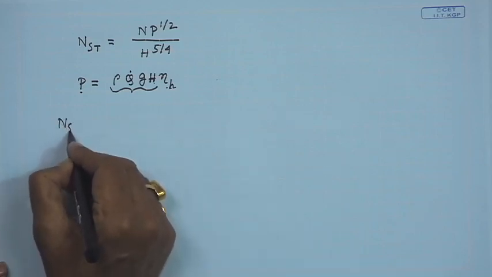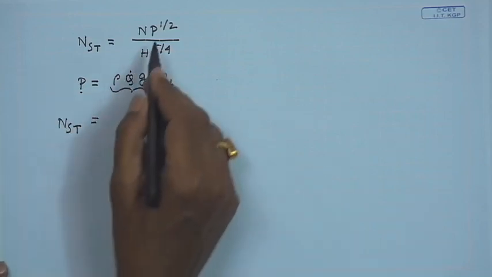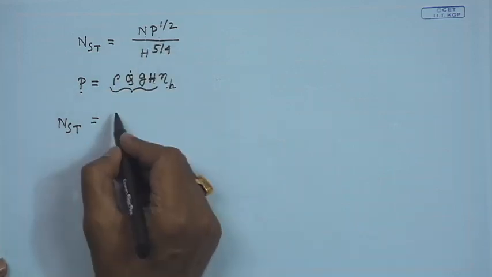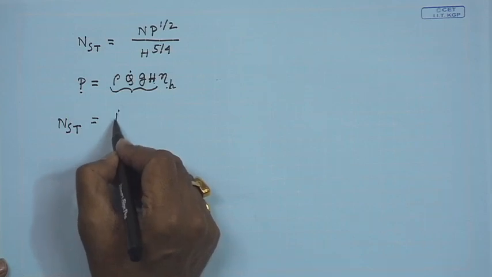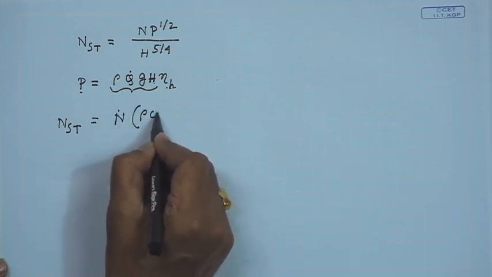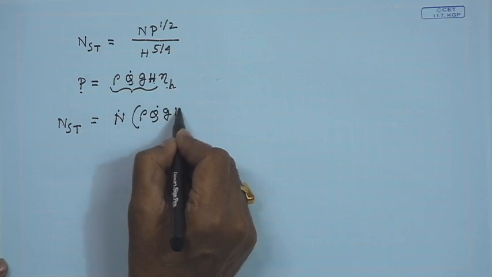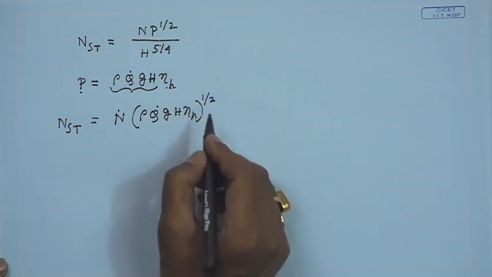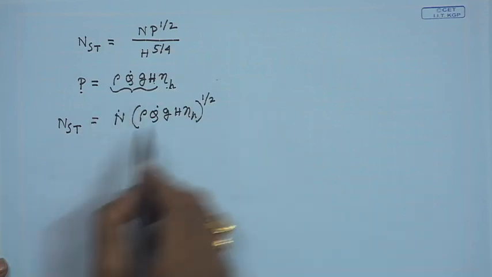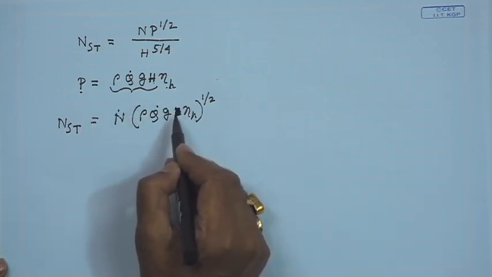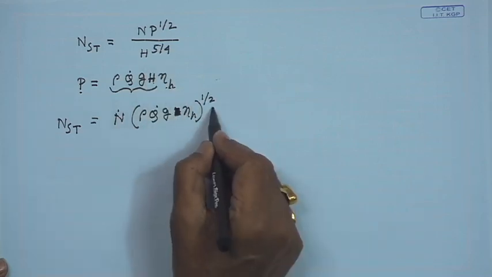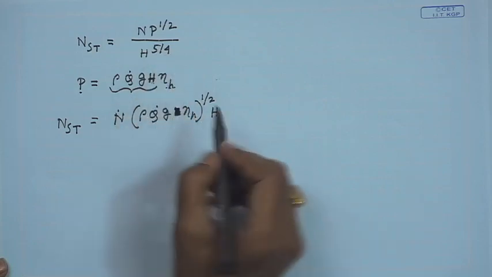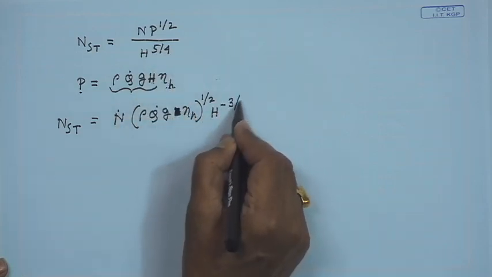So, if you now put this there, then what we get? We get n, rho q dot g h eta h to the power half, and h, if you just cut eta h half, this h and this h, you write h to the power half, h to the power 5 by 4, that means h to the power minus 3 by 4.